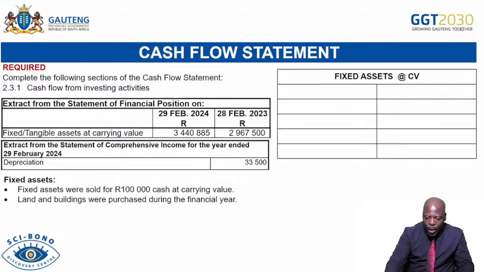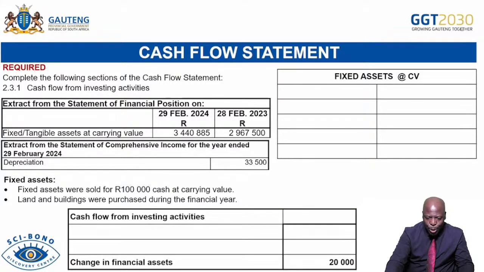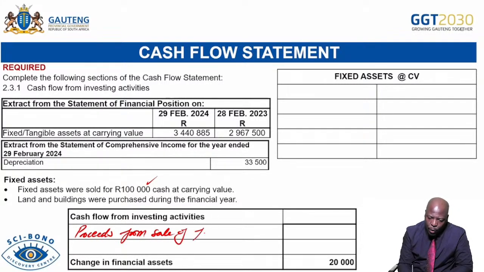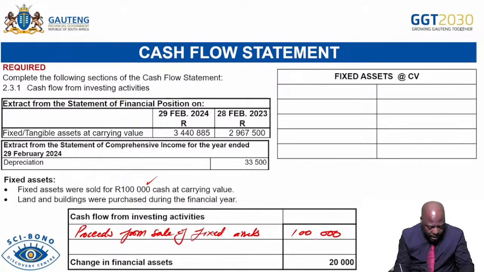And we are going to use that one, and we are going to show our information over there. We are told that fixed assets were sold for 1 million at carrying value. So already we are going to have proceeds from sale of fixed assets. Already we have that. Proceeds from sale of fixed assets, that is 100,000. All right.